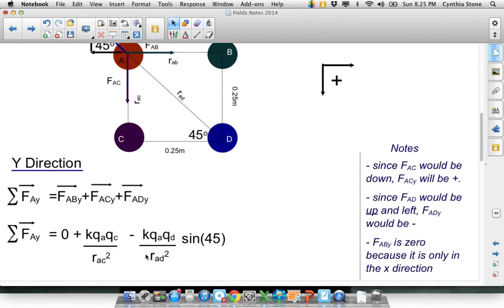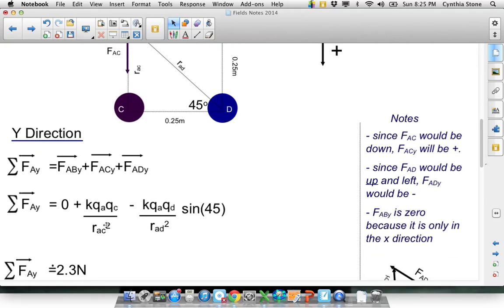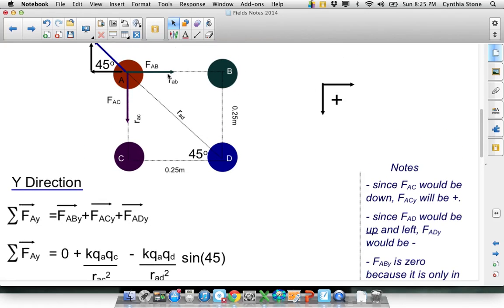So, first of all, this one is 0. It's just a horizontal force. I threw my pluses and minuses in here already. Let's just see why. AC, I've called right positive, so that's going to be all positive. And I called down positive. So it's going to be just positive, right? Because A will be attracted to C. Because A is repelled from D, the FADY is in the up direction. So it's going to be negative.